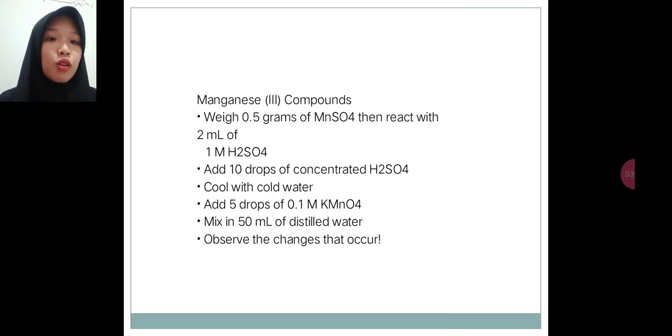Cool with cold water. Add 5 drops of 0.1 molar potassium permanganate, and then mix in 50 milliliters of distilled water. Observe the changes that occur.